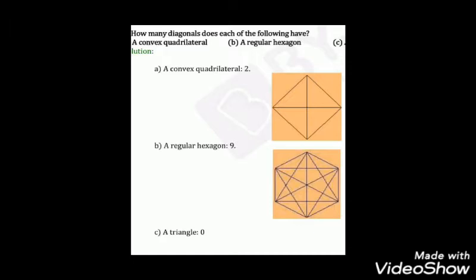Next one is a regular hexagon. A regular hexagon, we can draw how many diagonals there? It is drawn there, you can see. Look at the figure there. 9 diagonals are drawn to a regular hexagon. And what about a triangle children? That is question C. A triangle, diagonals cannot be drawn. So the number is 0. We cannot draw any diagonals in a triangle. So number of diagonals 0.